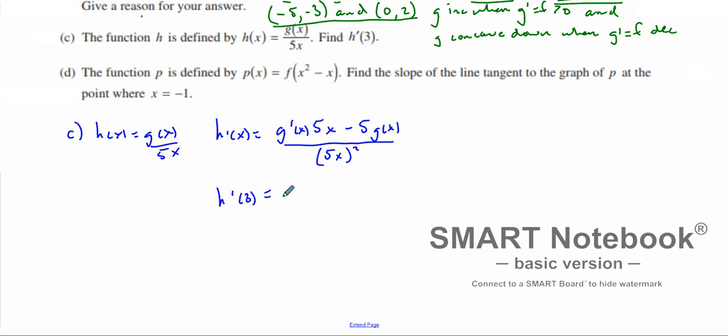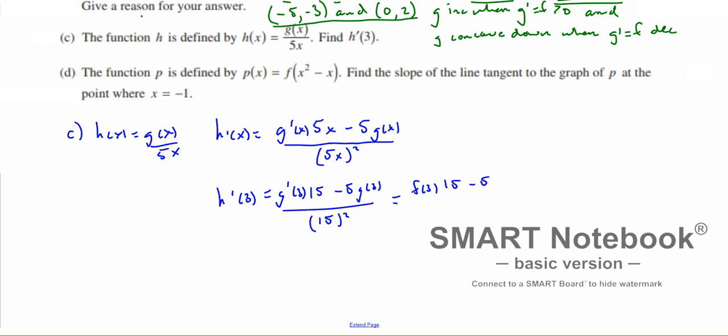So now I'm going to plug this in here. So g prime of 3 times 5 times 3, which I'm just going to put 15 in there, minus 5 times g of 3, all over 15, the quantity squared. Okay, so let's find this out. What is this going to equal? Well, g prime of 3 equals, if you recall, g prime equals f. So we're really looking for f of 3 times 15 minus 5.